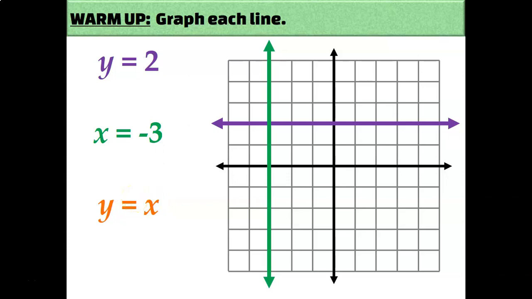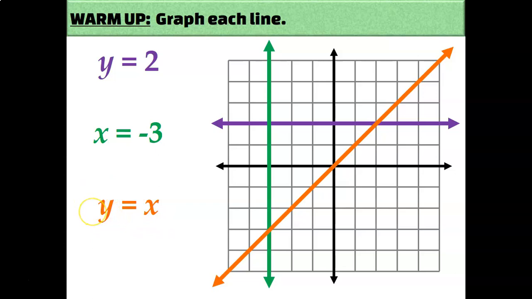The line y equals x is all of the points for which the x value and the y value are the same thing. Like 0, 0, 1, 1, 3, 3, -5, -5. All of these points have the same x and y values.